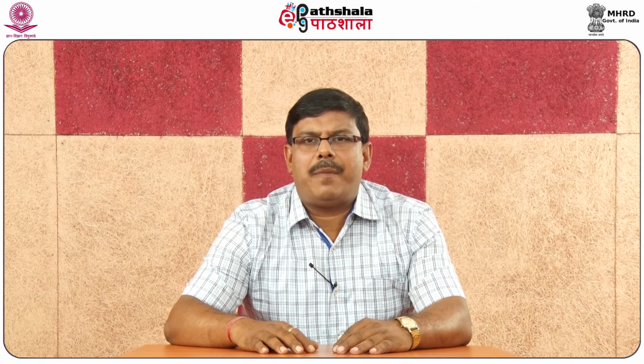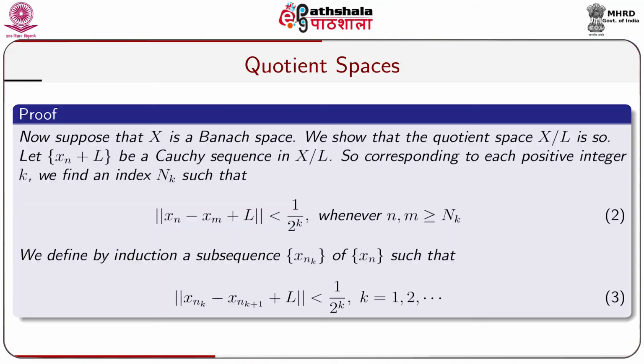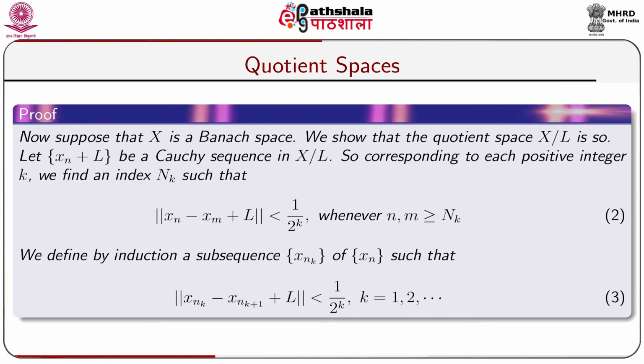Up to this point we have been acquainted with the factor space or quotient space. Also we have learned some algebraic operations on the quotient spaces, and we have shown that a factor space is a normed linear space. Now we shall show that the quotient space will be a Banach space, that means it is a complete normed linear space.